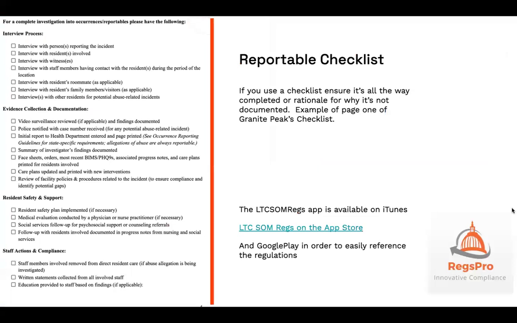If your company has a reportable checklist and they expect you to do it, make sure that it's complete all the way through. And if it's not, document the rationale for why it's not completed. We have one at Granite Peak that we share with people as we go. This is just page 1 of it over here on the left-hand side. It just gives you an idea. I always tell people I think it's better if you use this as a guide versus attaching it to every file, just because there are some things on here that are going to be applicable and some that aren't, depending on whatever the situation is.